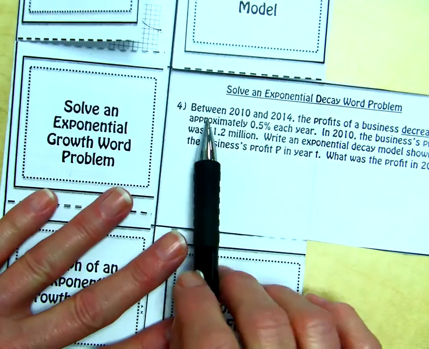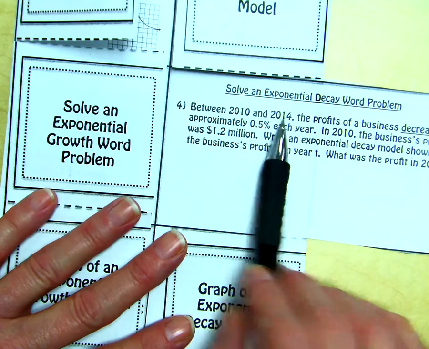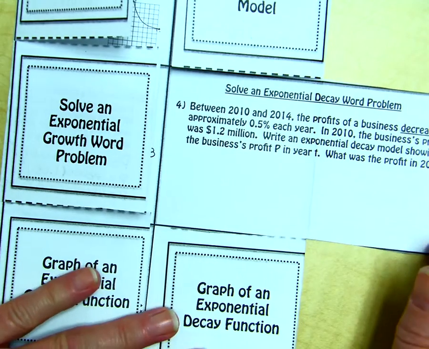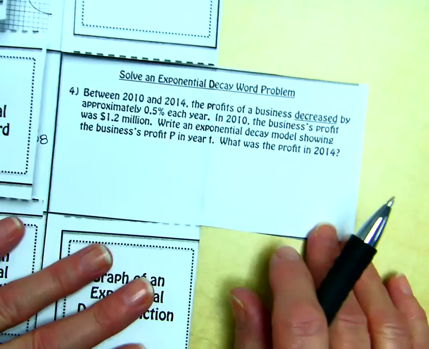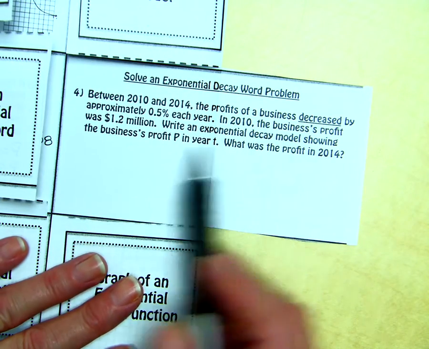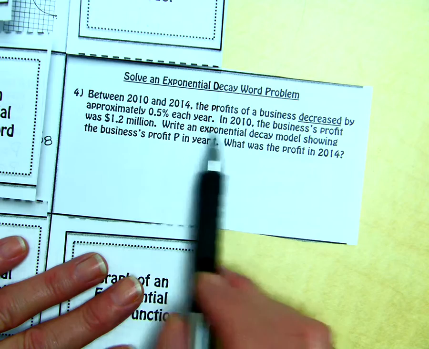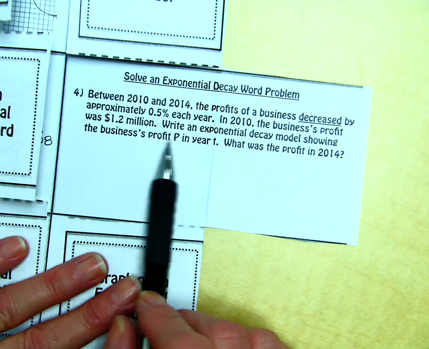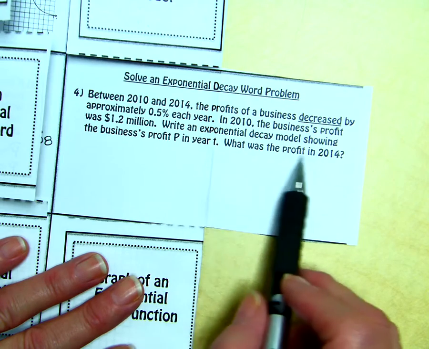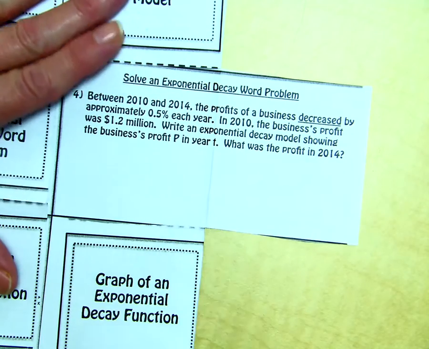So let's see what we're talking about here. Between 2010 and 2014, the profits of a business decreased by approximately 0.5% each year. In 2010, the business's profit was 1.2 million. Write an exponential decay model showing the business's profit in year t. What was the profit in 2014?